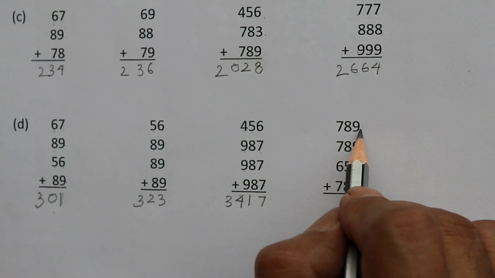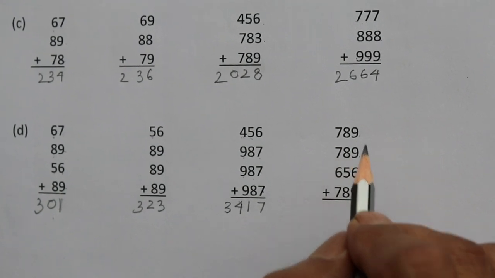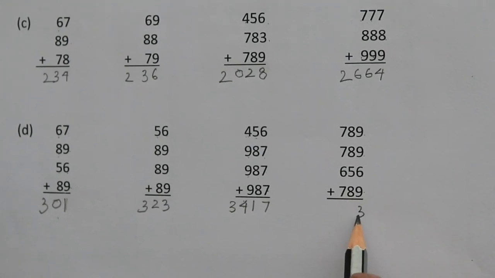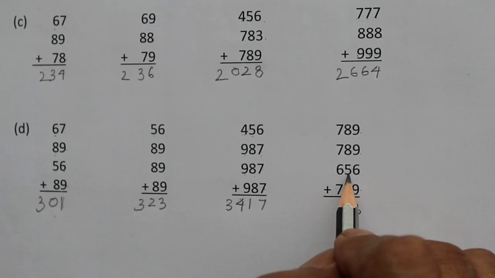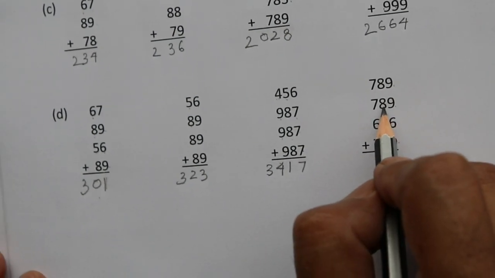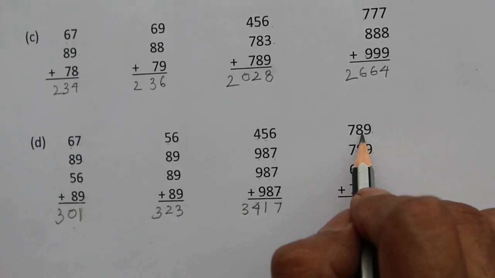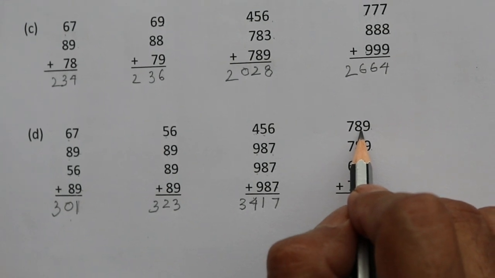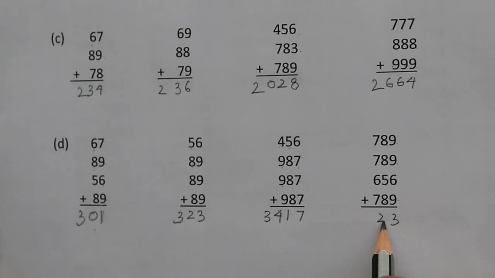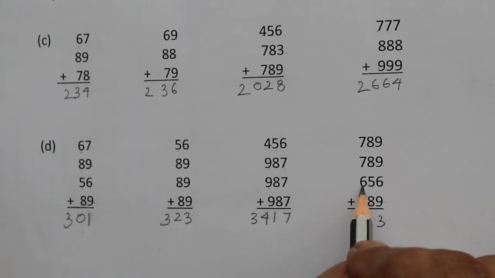Algebraic sum minus 3. 6 minus 3, 3. Carry over 3. 5 plus 3, 8. Plus 8 minus 2, plus 8 minus 2, plus 8 minus 2. Algebraic sum minus 6. 8 minus 6, 2. Carry over 3. 6 plus 3, 9.